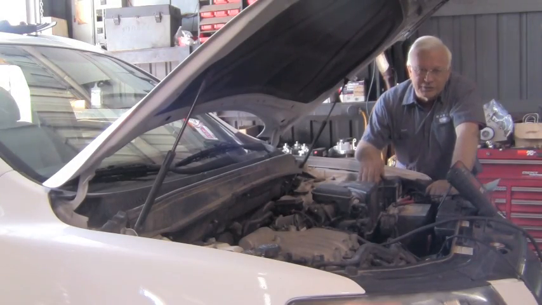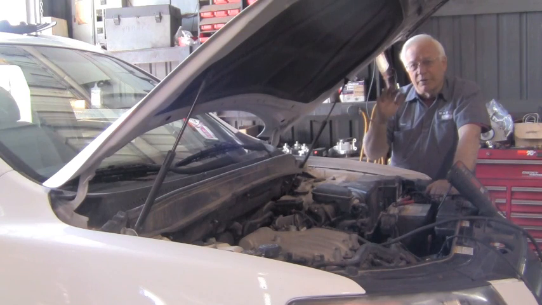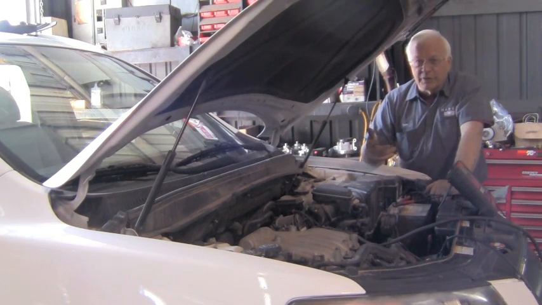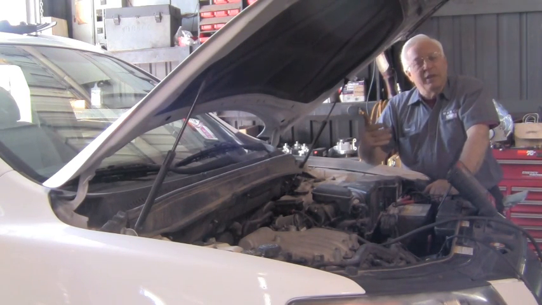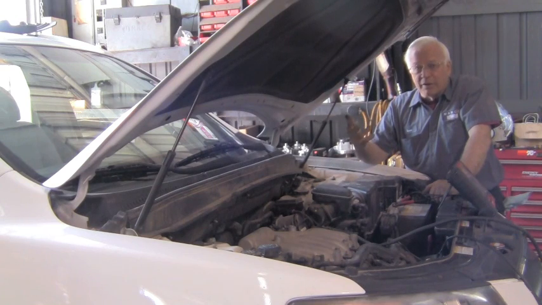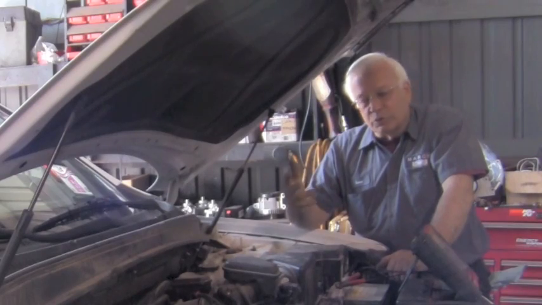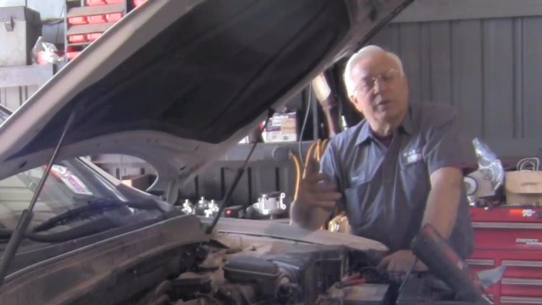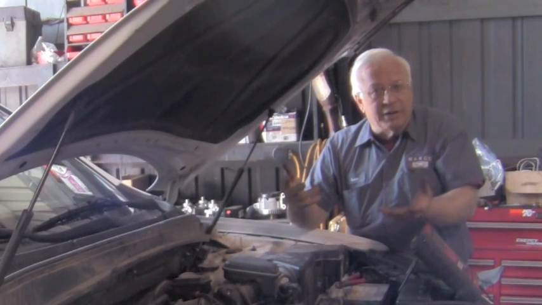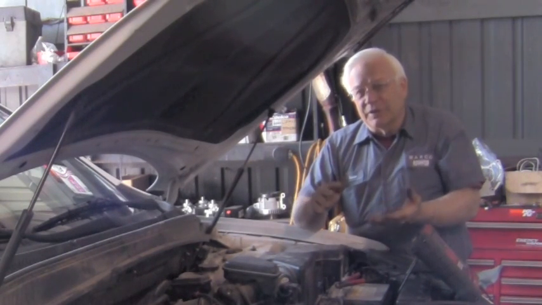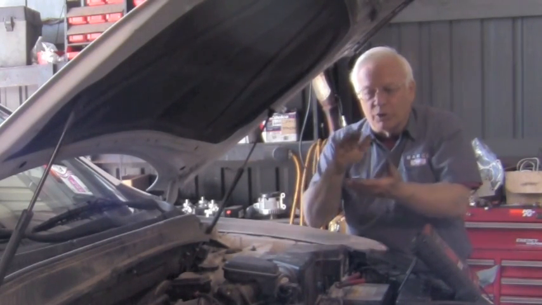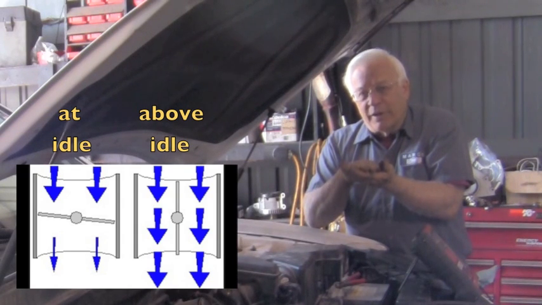Computers in these cars these days are pretty good at trying to narrow down the problem. And our codes are indicating that we've got a lean problem at idle. Not above idle, but only at idle. So as we think about this, oftentimes when we have a lean code, we're thinking about an air leak of some kind.